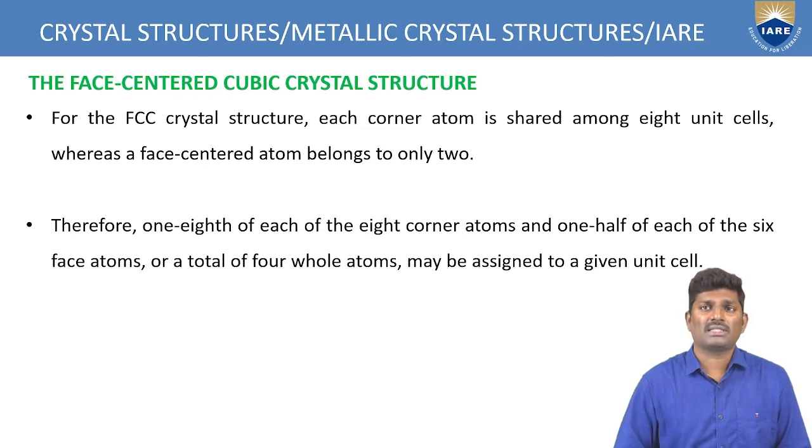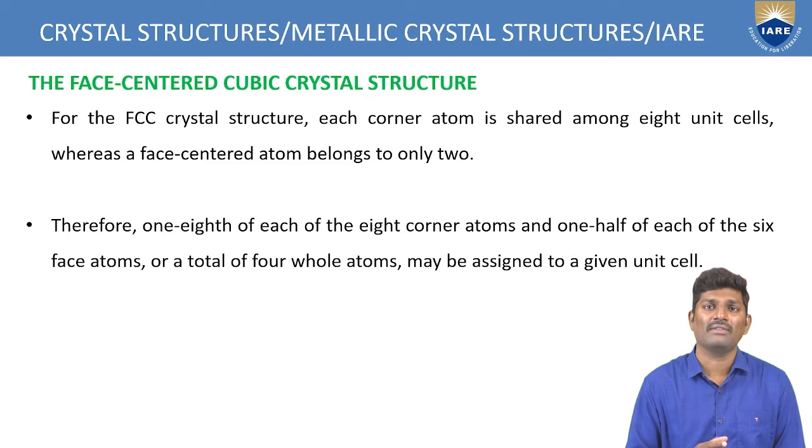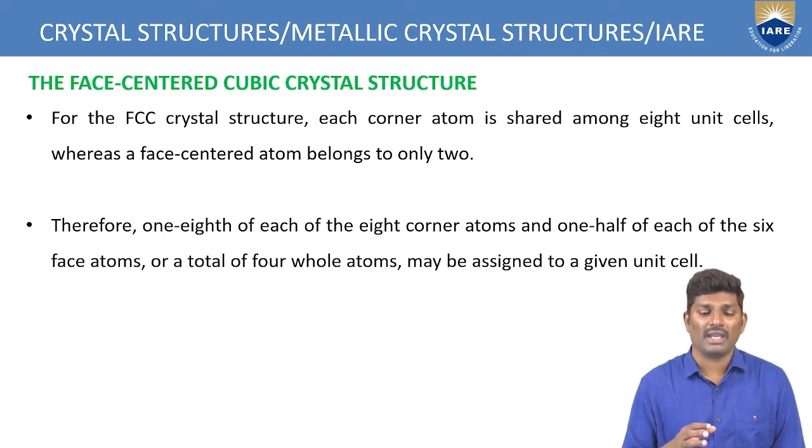Now, for the FCC crystal structure, each corner atom is shared among 8 unit cells, is it not? Each corner is shared by 8, whereas a face-centered atom belongs to only 2. Therefore, in total, you have 1/8 of each of the 8 corner atoms and 1/2 of each of the 6 face atoms. So in total you have 4 atoms. This is for FCC.